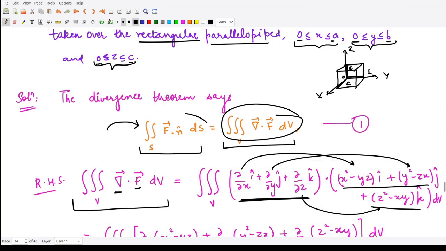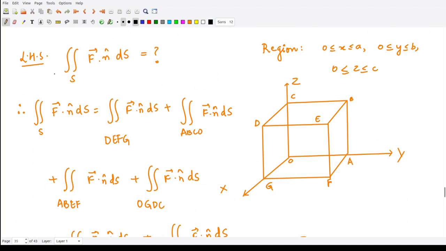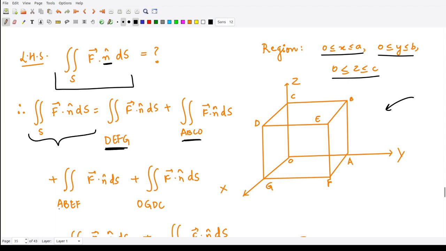Now let's move on to this left hand side, and let's see how we can calculate it. For the left hand side, we are required to calculate this surface integral, where n cap is the normal drawn outward to the given surface. So our region here is defined within these limits. So within these limits, this is the region. So we are to calculate the surface integral. Now in this figure, how many faces can you see? There are 6 faces in total. So that means we'll perform this surface integration corresponding to each of these 6 faces.